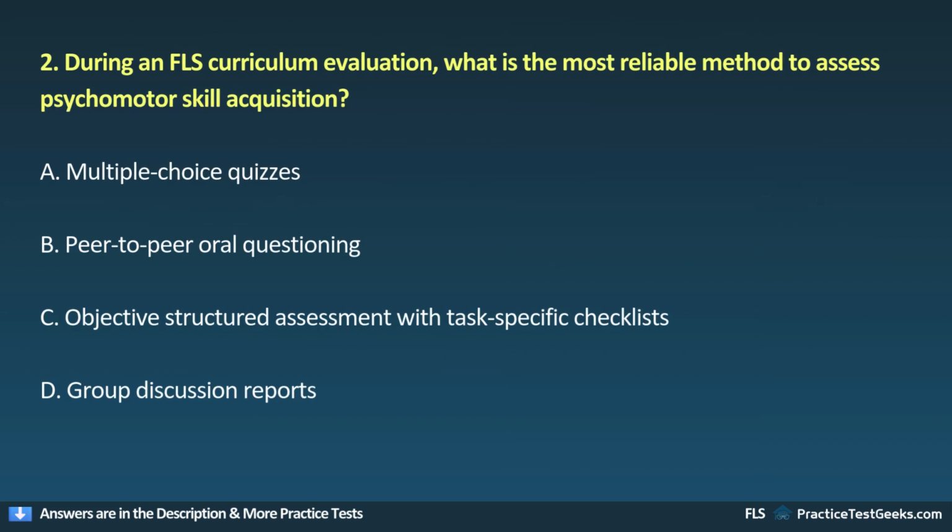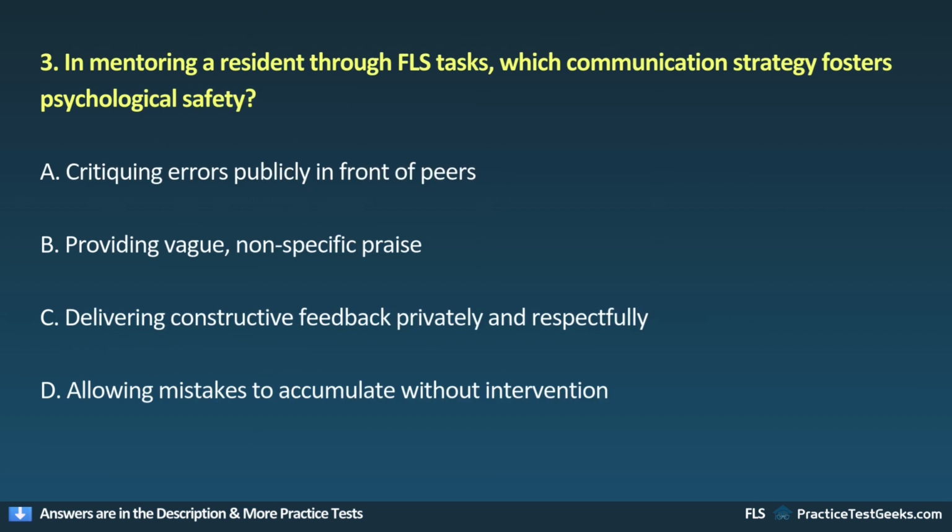2. During an FLS curriculum evaluation, what is the most reliable method to assess psychomotor skill acquisition? A. Multiple choice quizzes. B. Peer-to-peer oral questioning. C. Objective structured assessment with task-specific checklists. D. Group discussion reports.